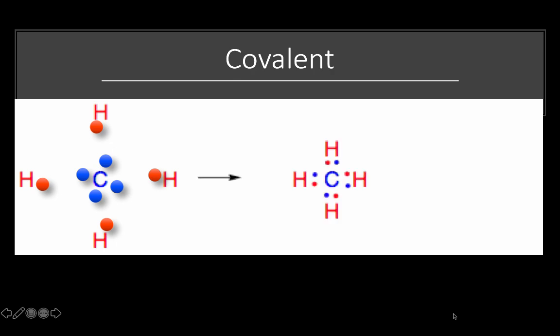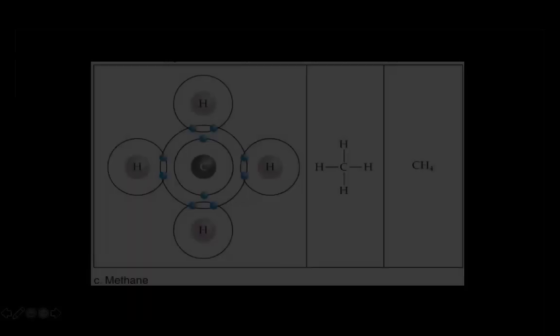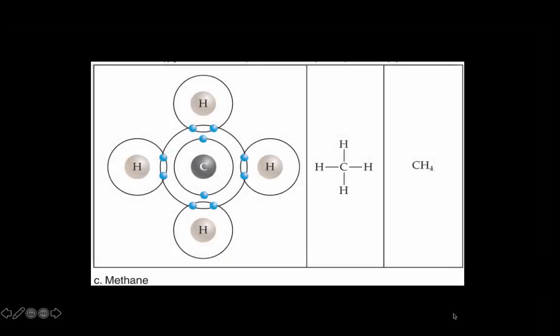This bond of 4 hydrogens sharing their electrons with carbon ensures that carbon has 8 valence shell electrons, and each hydrogen has 2 valence shell electrons. Often the molecular bonds will be represented by a line instead of 2 dots, which indicates a pair of electrons are being shared.